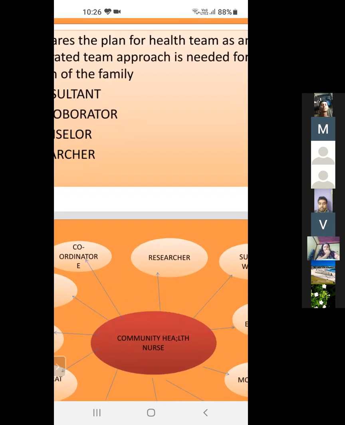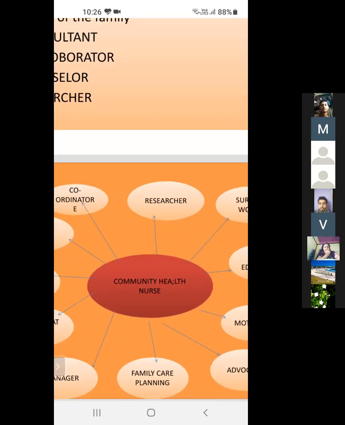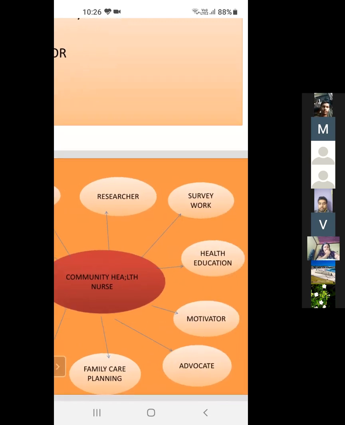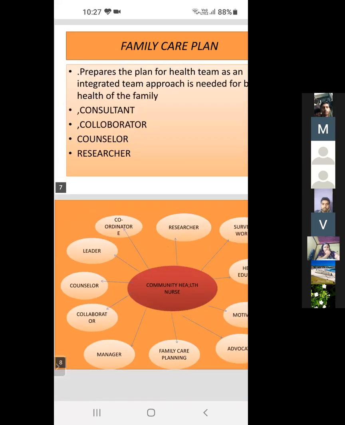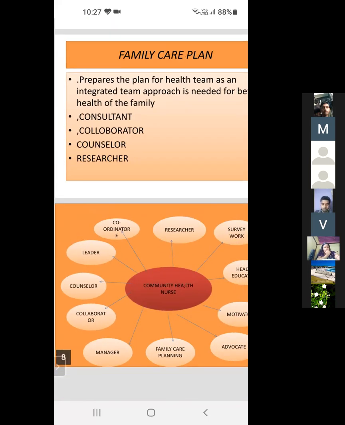Here I have given one: the family health nurse's responsibility. Whatever the role of the community health nurse in the family: researcher, survey worker, health educator, motivator, advocate, family care planning, manager, collaborator, counselor, leader, coordinator. You should remember this also. That is very, very important, the community health nurse in family health.